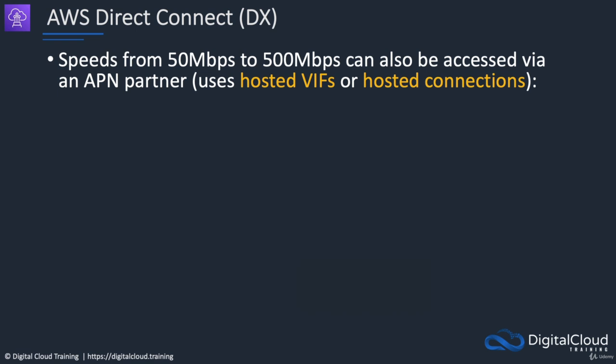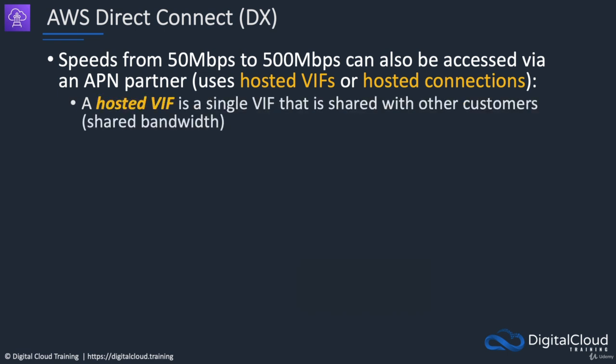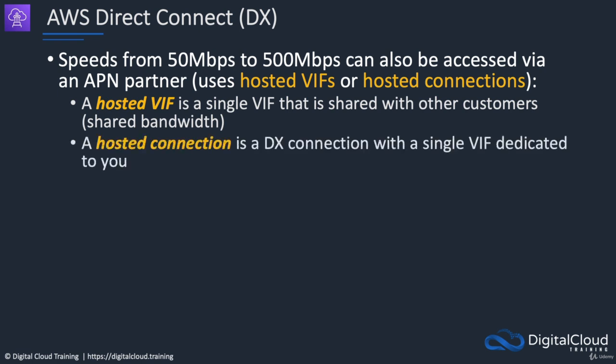Now, you can get speeds of 50 megabits per second to 500 megabits per second and various combinations of those values if you use an APN partner. An APN partner will have a connection already to AWS, and essentially they're giving you a subset of that connection. Now, there's a couple of different types of ways this is implemented, either a hosted VIF or a hosted connection. A hosted VIF is a single VIF that is shared with other customers. So in that case, you get shared bandwidth. Or you use a hosted connection. That is a DX connection with a single VIF dedicated to you.